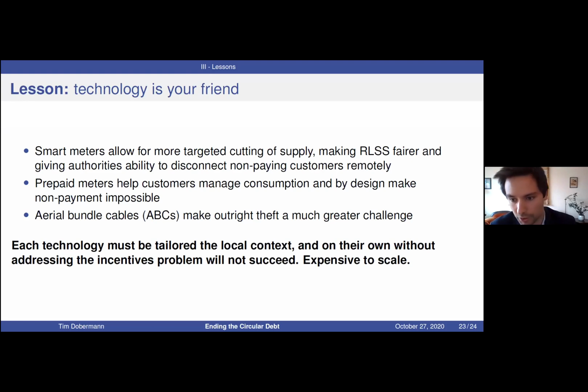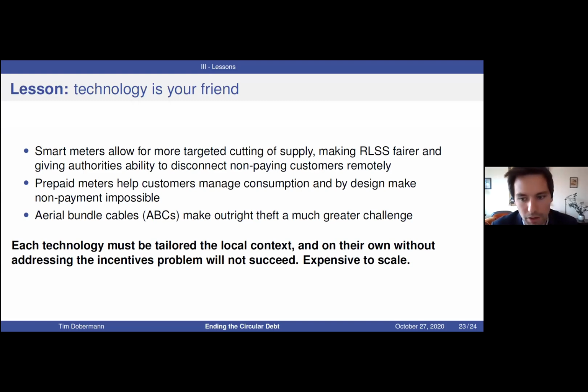Prepaid meters could be helpful by helping customers manage consumption, and by design make it much harder to just not pay for your bills, because you need to top up very much like a mobile phone before you can get electricity as well. And then there are other forms of infrastructure or technology broadly that will help make outright theft a much greater challenge, where you can't just hook up so easily.